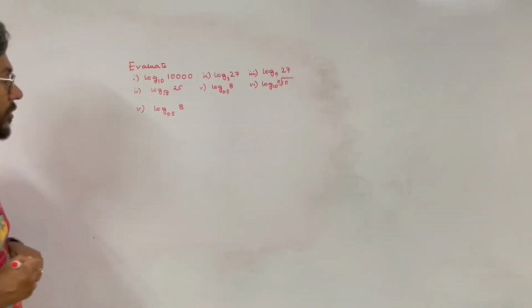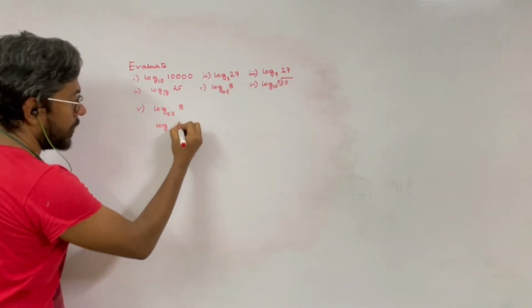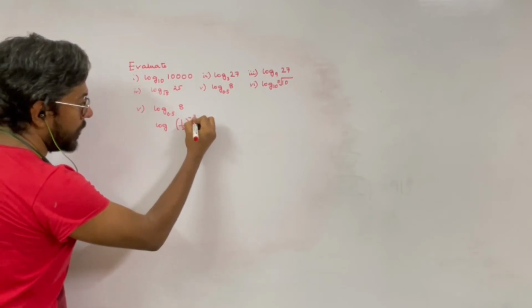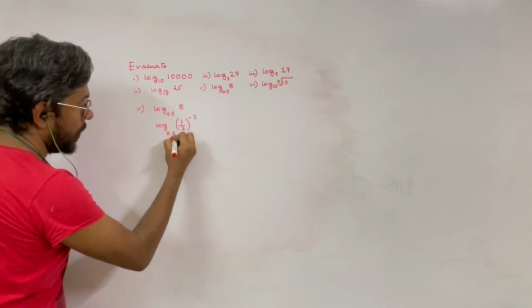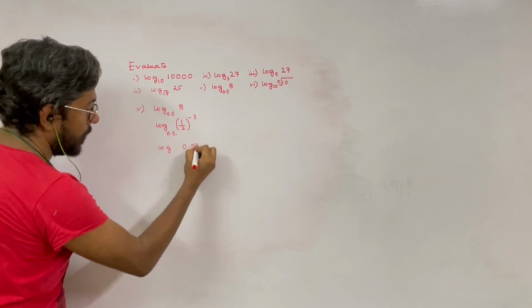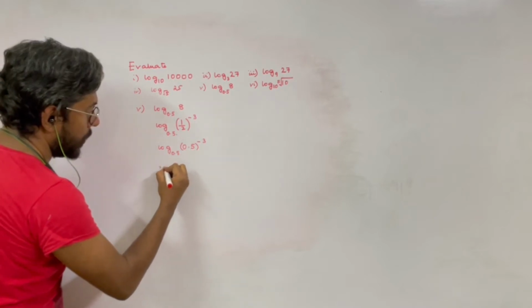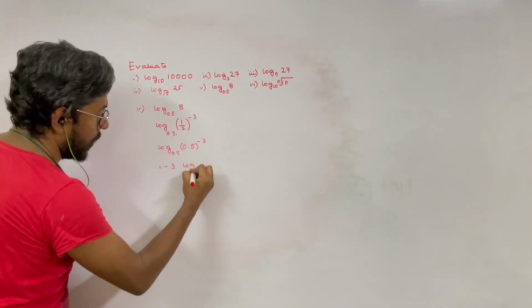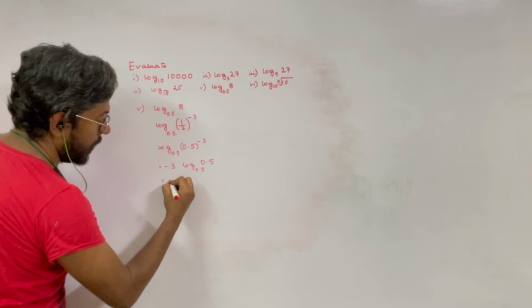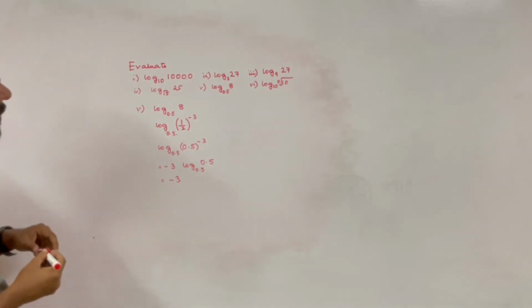Moving on to sum number 5. Log 8 base 0.5. So this can be written as log 1 by 2 to the power minus 3, base 0.5, or log 0.5 to the power minus 3, base being 0.5, which is minus 3 log 0.5 base again being 0.5. So the answer would be minus 3. So for the fifth sum, we get the answer as minus 3.